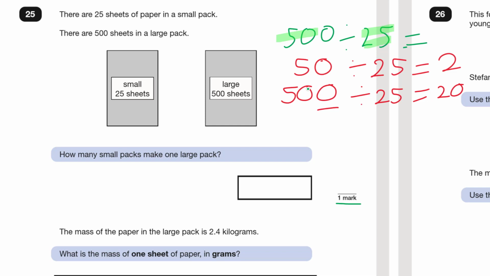I would be looking for a known fact here. So my answer is it fits in 20 times. If you want to be double sure, just do 25 times 20 and you'll see that that will equal 500, just so that you can feel more confident that you're accurate. So let's move down to the second part of the question.